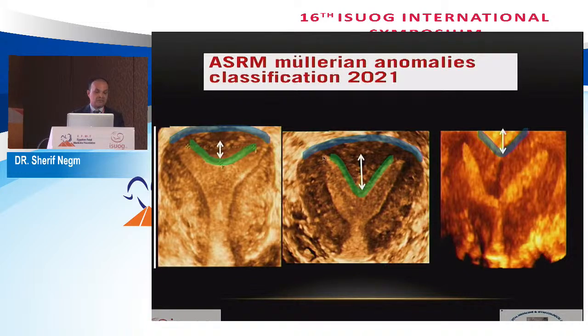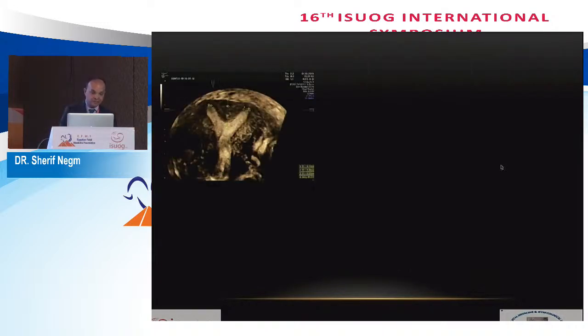This is a partial septum. You can see that there's no clefting at the top, there's a single unified fundus, and the fundal indentation is more than 1 centimeter, and the angle is less than 90 degrees. And here you can see this is a bicornuate uterus with a fundal cleft that is more than 1 centimeter.